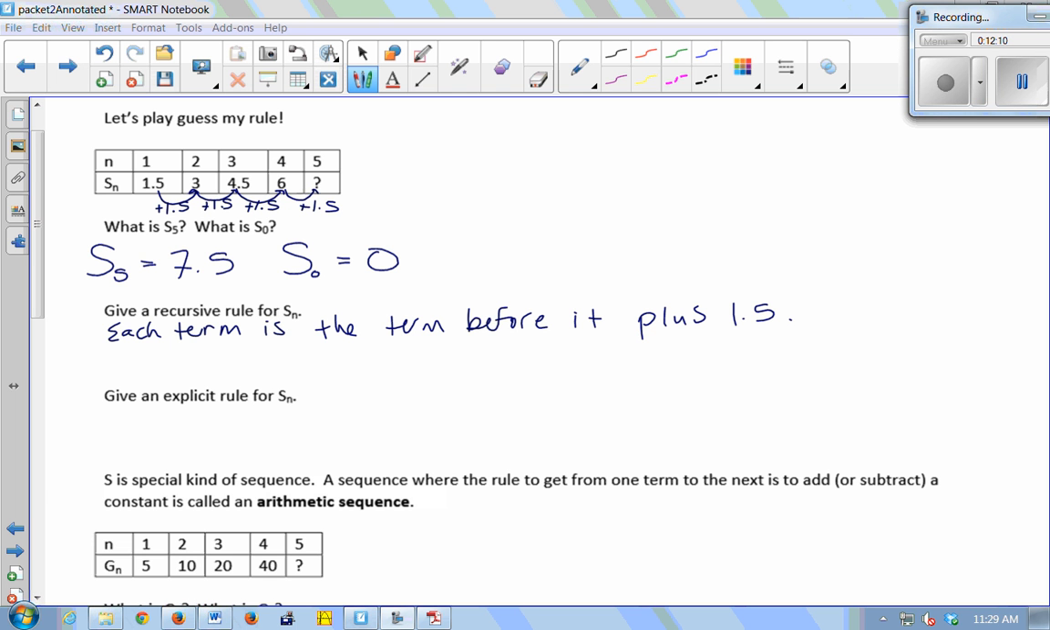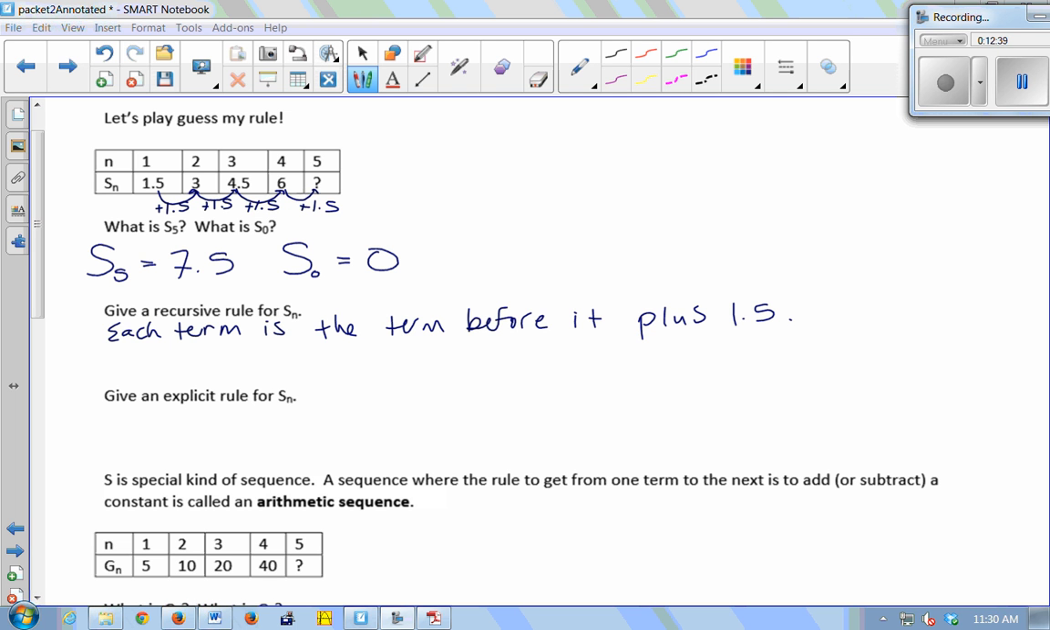So now all I have to do is translate this to the mathematical notation we're learning that uses the subscripts and the n's and the s's, right? So if I want a recursive rule for S sub n, that stands for sort of a generic term in the sequence. How would I figure out what S sub 12 is, what S sub 16 is, right? So n could represent anything.